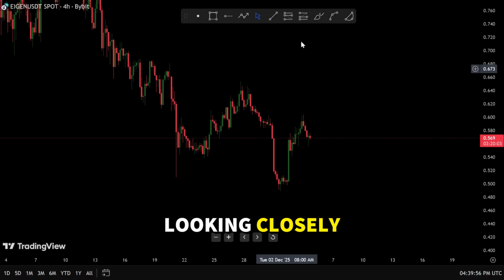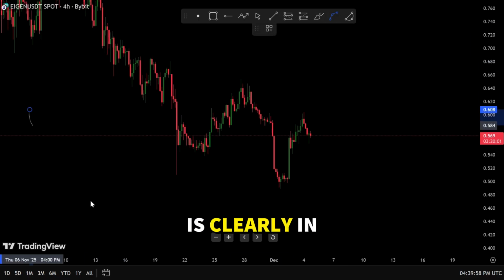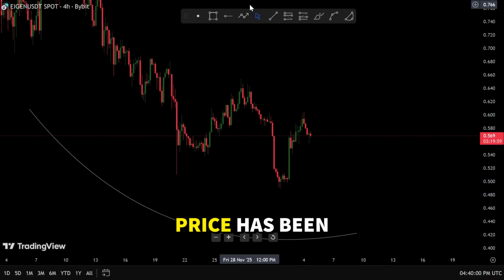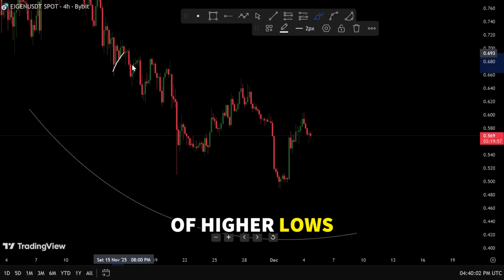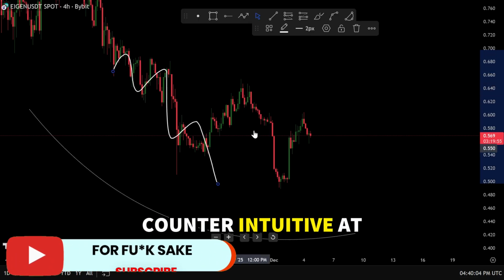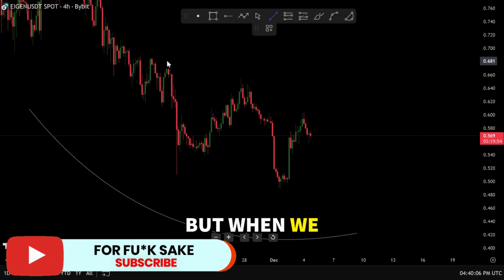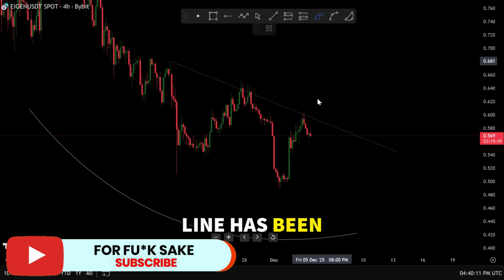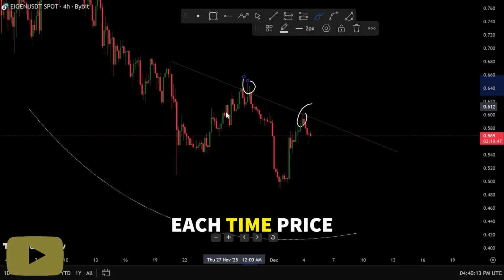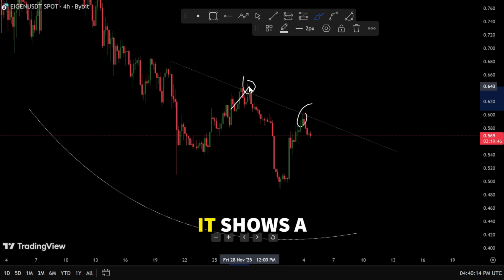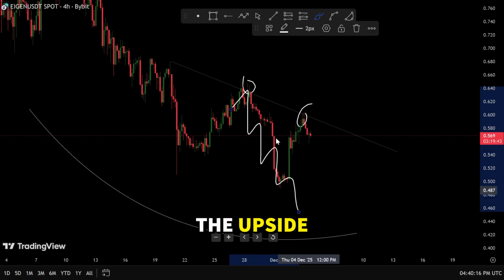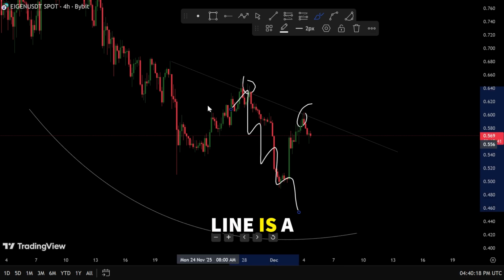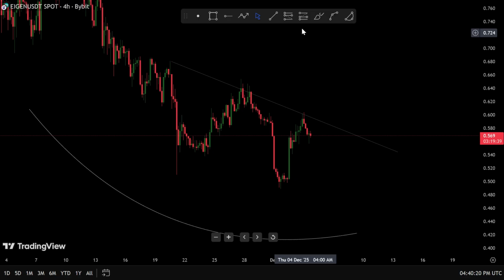This is our first deep dive into this coin. Looking closely, the overall market is clearly in a downtrend. Price has been forming a series of higher lows and higher highs, which might seem counterintuitive at first, but when we connect the recent lows with a trend line, we can see that this trend line has been respected multiple times. Each time price comes back to this trend line, it shows a strong rejection to the upside, proving that this trend line is a critical level to watch.